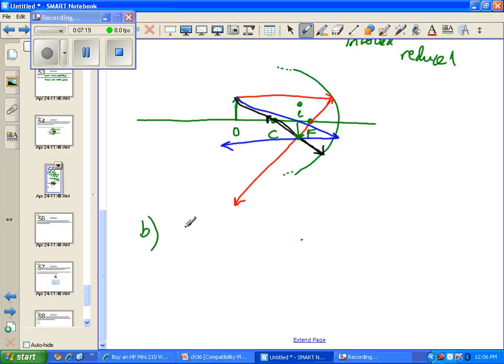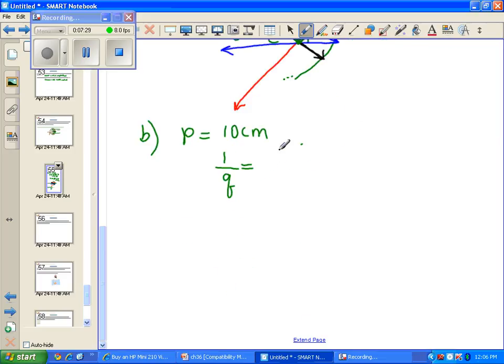In part B, we're told that P is equal to 10 centimeters. Using the mirror equation, 1 over Q equals 1 over F. Well, 1 over F is 1 over positive 10 minus 1 over P, which is minus 1 over 10. Well, that gives us 1 over 10 minus 1 over 10, which gives us a value of 1 over Q equal to 0. Well, that implies that Q is equal to infinity, something very large.